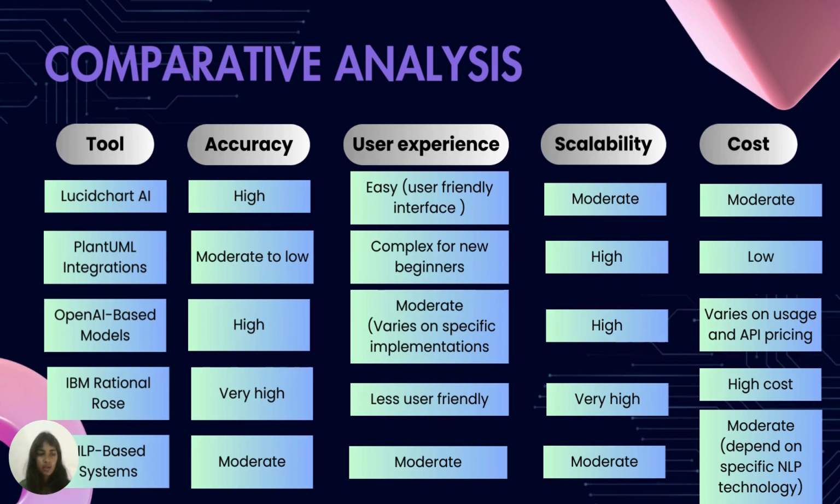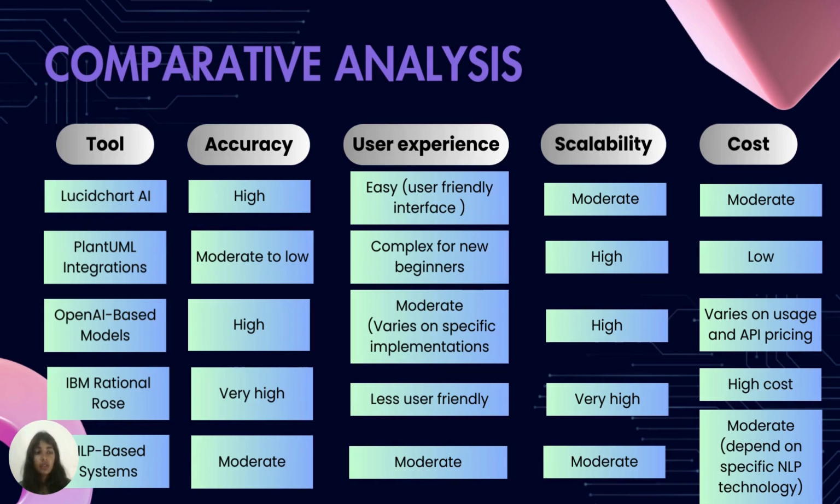OpenAI based models. Tools like ChatGPT can interpret natural language into general UML syntax, making it more adaptable, even though they still face challenges with domain-specific context and ambiguous inputs.